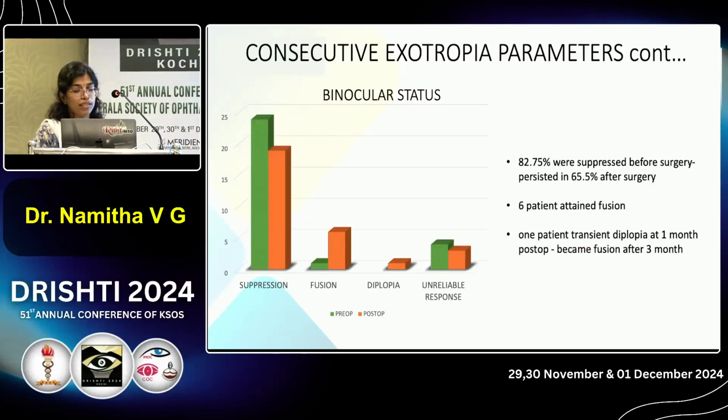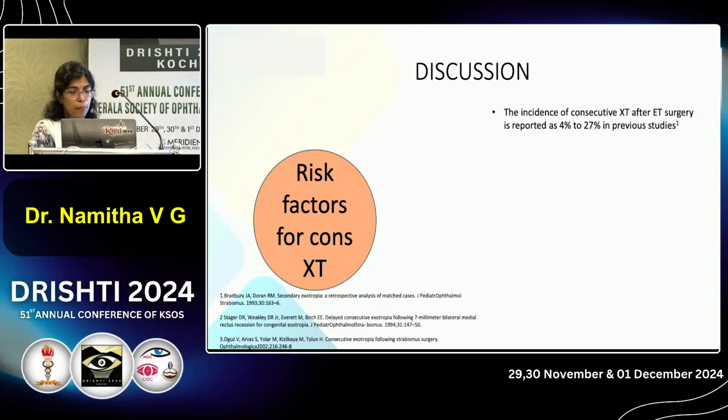Coming to the binocular status, 82.75% were suppressed before surgery, of which 65.5% remained suppressed even after surgery. 6 patients attained fusion. 1 patient had a transient diplopia which almost settled by 3 months.